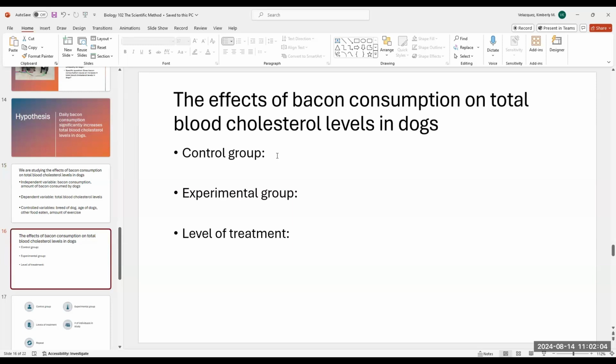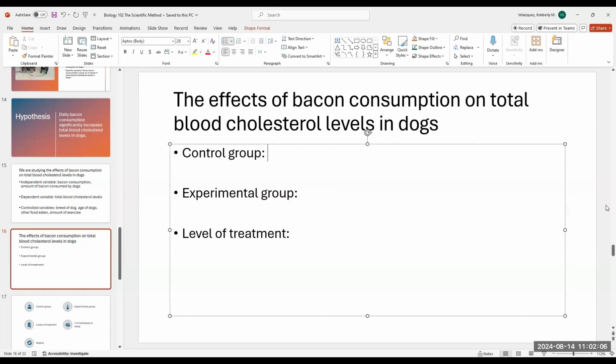Okay, what is our control group? Again, this is the group that receives no treatment. And in this case, the treatment is bacon consumption. So our control group would be dogs that receive no bacon. These are the sad dogs in the group. And that obviously means our experimental group, these are dogs that do receive bacon.